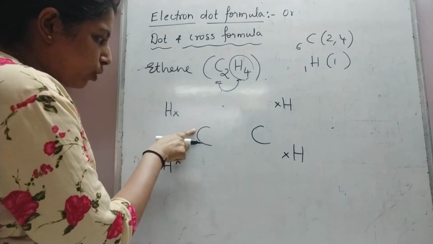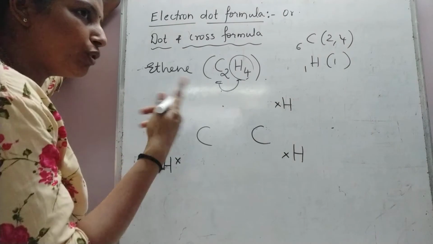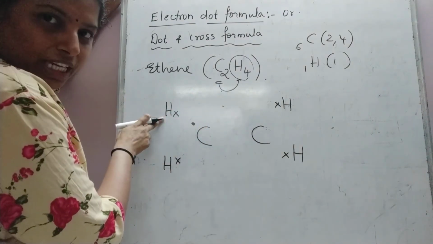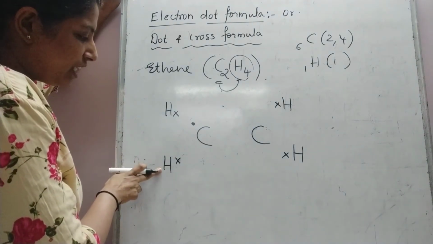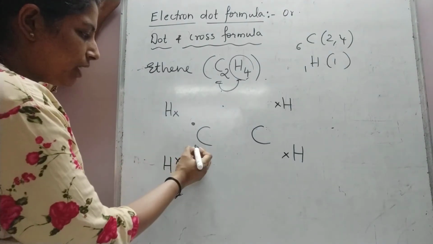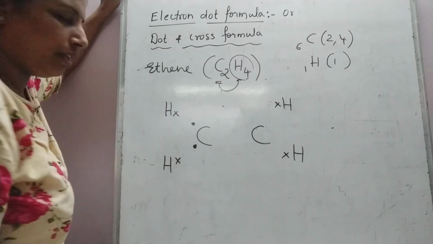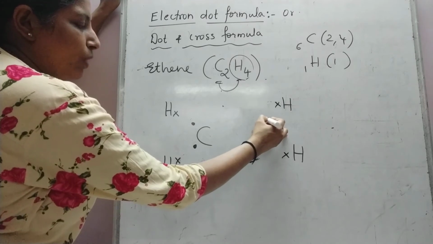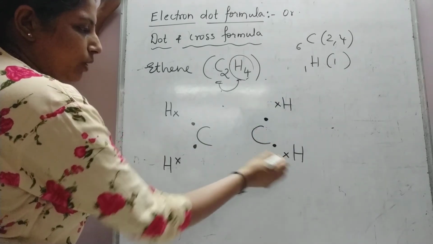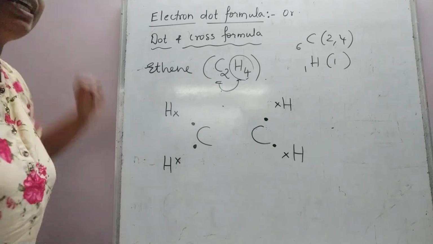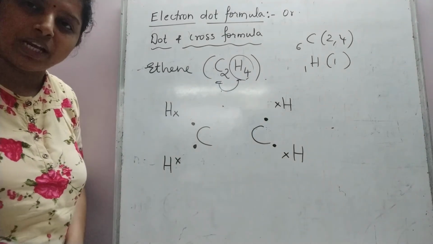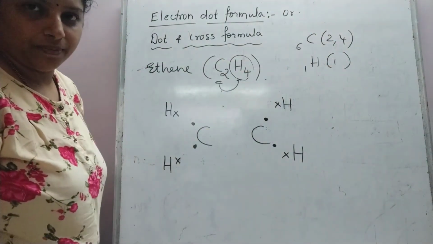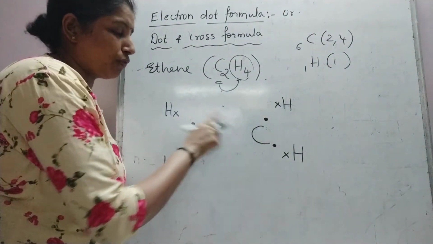So how many electrons will carbon share with this hydrogen? It is mutual sharing. Carbon will give one electron into sharing with this hydrogen, and this hydrogen is sharing its one electron. Now how many electrons does carbon have in its valence shell? Carbon has 4 electrons in its valence shell.